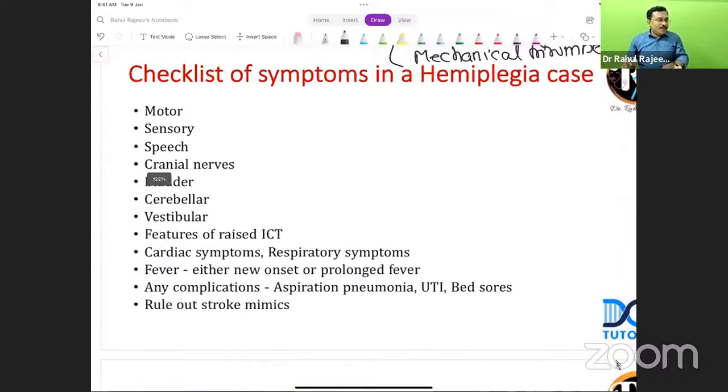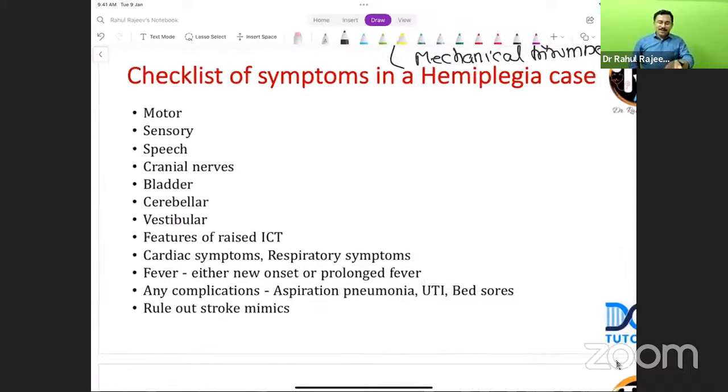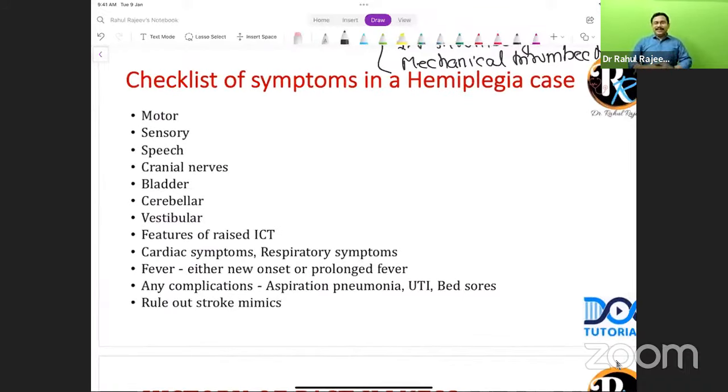Now for my dear students who want a checklist, means what? You are entering the medicine case presentation hall and they are having a case. You don't want to forget. I listed a list of symptoms, correct? You don't want to forget, because sometimes you know what happens. Oh, I forgot to ask about sensory symptoms. I forgot to ask about cranial nerve symptoms. Oh, I forgot cerebellar symptoms. To avoid all this, this is my checklist.